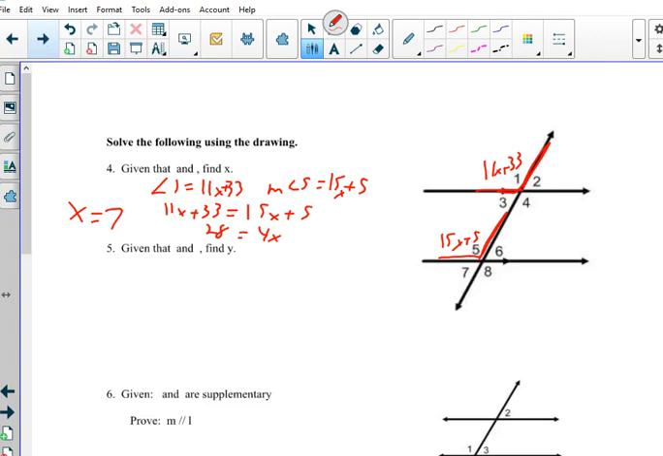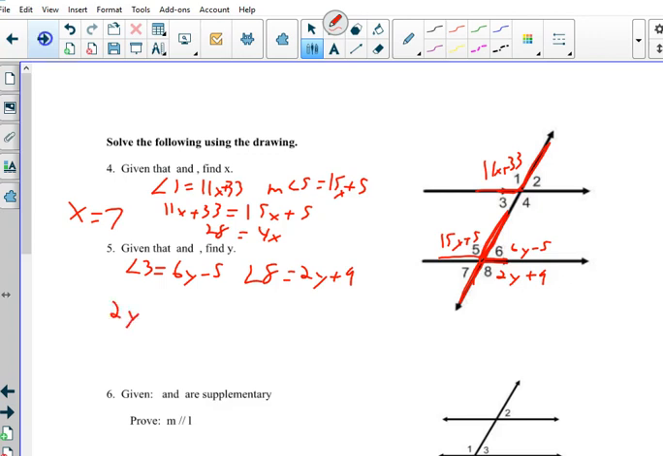Okay? Now, number 5. It says, on yours, measure of angle 3 is equal to 6y minus 5. And the measure of angle 8 is 2y plus 9. So angle 3 is 6y minus 5. Angle 8 is 2y plus 9. Well, acute angle, obtuse angle, they come together to form a line. These are a linear pair. They are supplementary. One's acute, one's obtuse. Don't set them equal to each other.